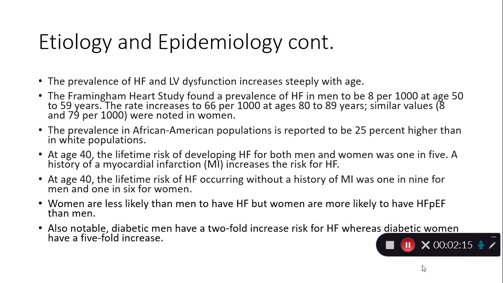The prevalence of heart failure and LV dysfunction increases with age. The Framingham Heart Study found a prevalence of heart failure in men to be 8 per 1,000 at age 50 to 59. That rate increases to 66 per 1,000 at ages 80 to 89. And there are similar values for women. The prevalence in heart failure for African American populations is about 25% higher than in white populations. At age 40, the lifetime risk of developing heart failure for both men and women was 1 in 5.